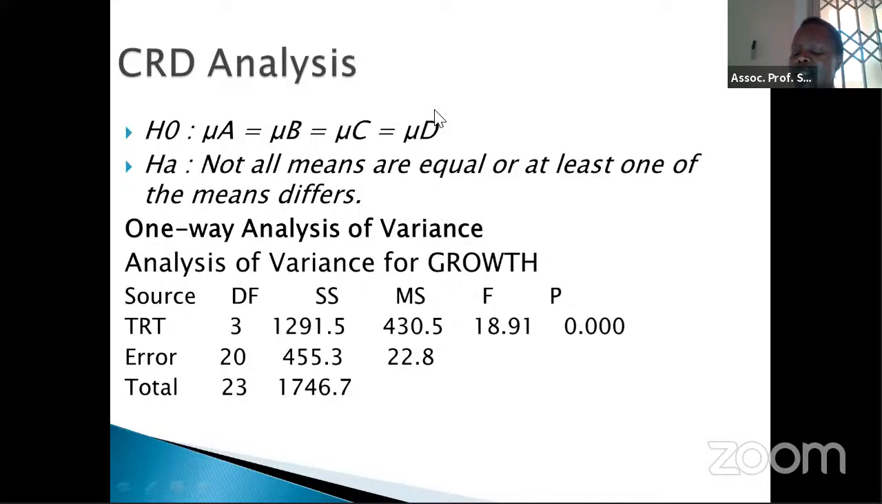Now that is not all. If you know that not all means are equal, so what? We have to go ahead and find out which mean has the highest mean growth, which mean has the least, and then we make conclusions to the farmers to grow that particular species which is growing very fast. Okay, is that clear? Let me look at the chart.